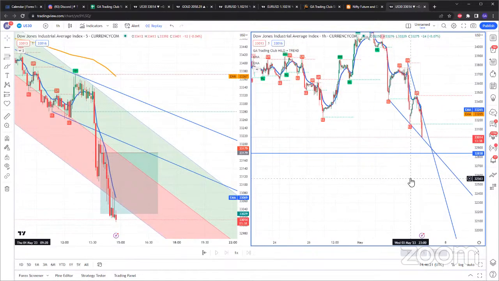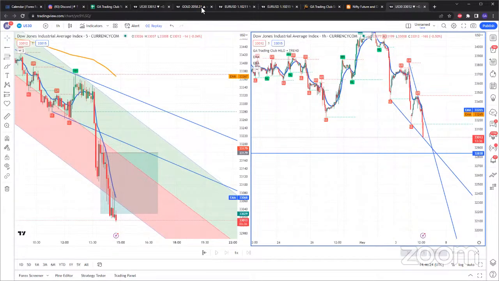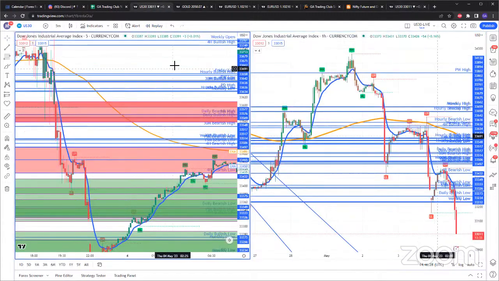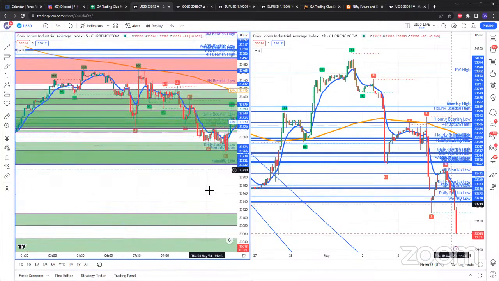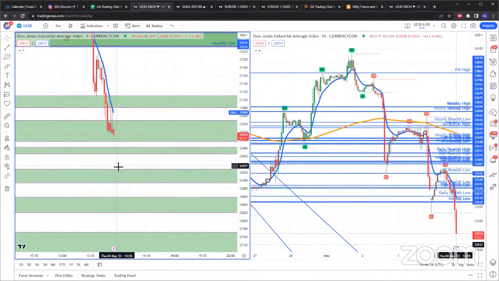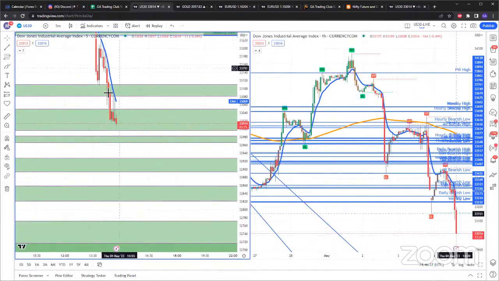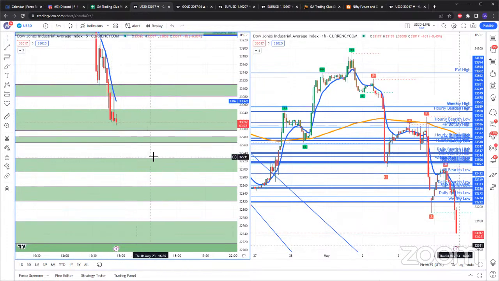It would have been better if we had our markups, but I don't have any markups today. Normally we have these supply and demand zones, and the bullish and bearish markups. But I wouldn't trust these, because they are older. These are from last week.